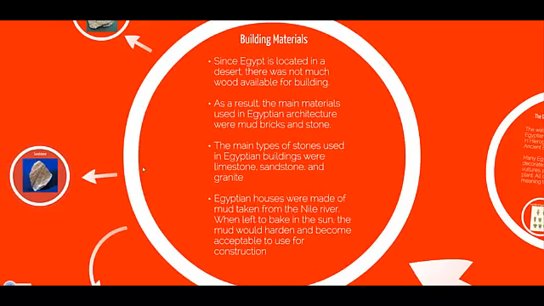First, we're going to talk about the building materials. Since Egypt is located in a desert, there wasn't much wood available for building. As a result, the main materials in Egyptian architecture were mud bricks and stone. The main types of stones used were limestone, sandstone, and granite. Egyptian houses were made of mud taken from the Nile River. When they were left to bake in the sun, the mud would harden and become acceptable for use in construction.